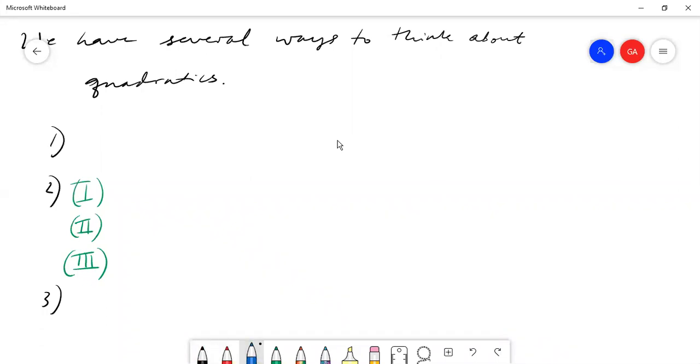let's just review what we've learned, and let's do a few examples before this assignment. So we have 3 big ways to think about quadratics. Can anyone name these 3, or at least name one? What was the first way that we talked about? The quadratic formula. Very good. Yeah, the quadratic formula.